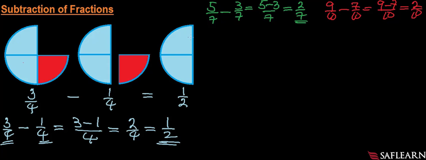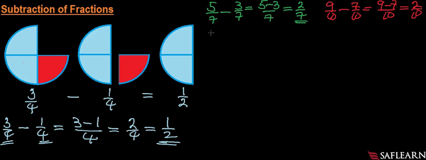Okay, now what happens if the denominators are different? Now in that case, what we need to do is to convert the fractions involved to equivalent fractions with a common denominator. And here we have some examples.